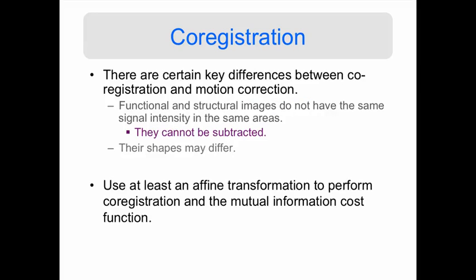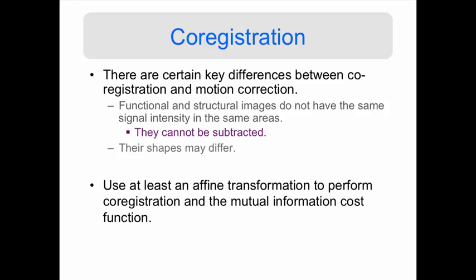So there are certain key differences between co-registration and motion correction. There are similarities as well, because in both cases we want to align 2 images with each other. But the difference is that the functional and the structural images don't have the same signal intensity in the same area. So one is maybe a T1 weighted image and the other a T2 star, and so the intensities are going to be quite different from one another. So you can't simply subtract them from one another. So you can't do a least squares type of fit to find the best fit between the two images.